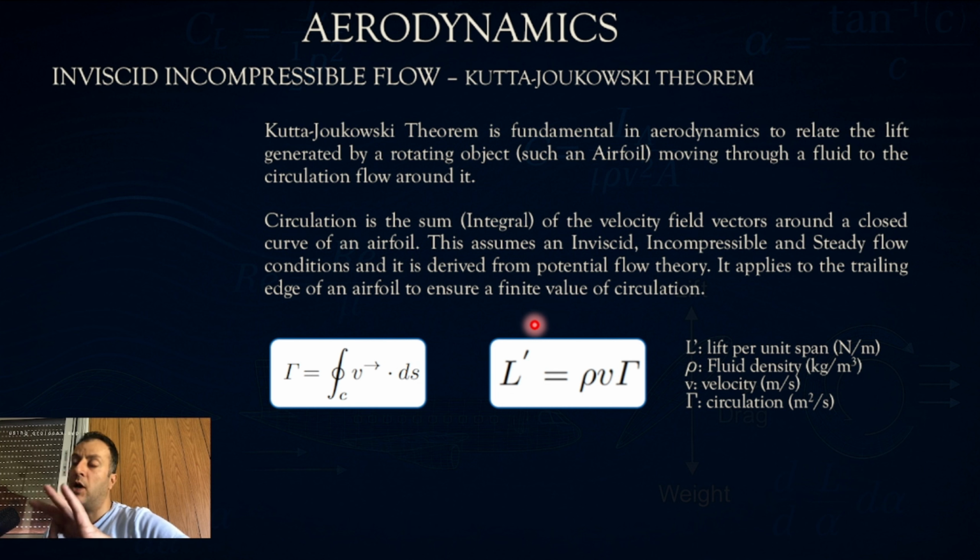So the formula of circulation, which is gamma, is equal to the integral around a closed loop or a closed curve, which is the C curve, of the sum of all velocity vectors throughout this curve. L prime, which is the lift per unit span, expressed in Newton per meter, is equal to rho V times gamma, with rho the fluid density, kilogram per meter cube, times the velocity of the fluid, and times the circulation sum.